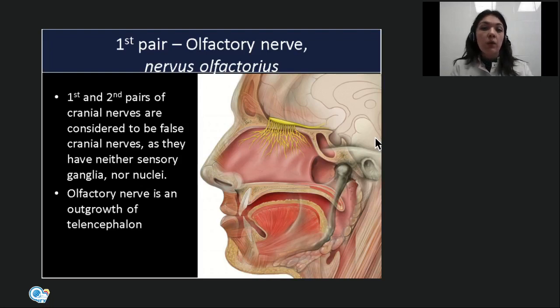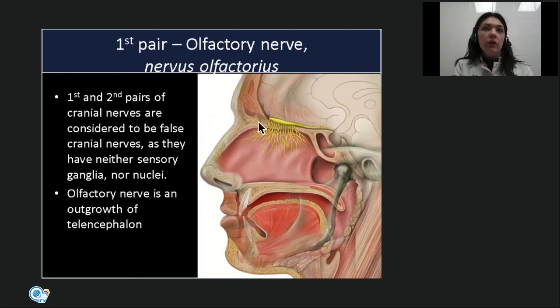There are just subcortical centers, but optic nerve and olfactory nerve end much earlier, they do not actually enter CNS at all. So these are false cranial nerves. They don't have nuclei, so that's why we shouldn't describe them. Olfactory nerve is an outgrowth of telencephalon. It is forebrain, yes? Here we can see it.